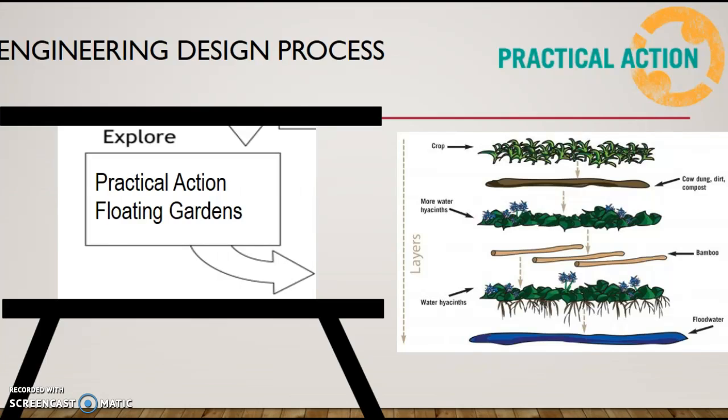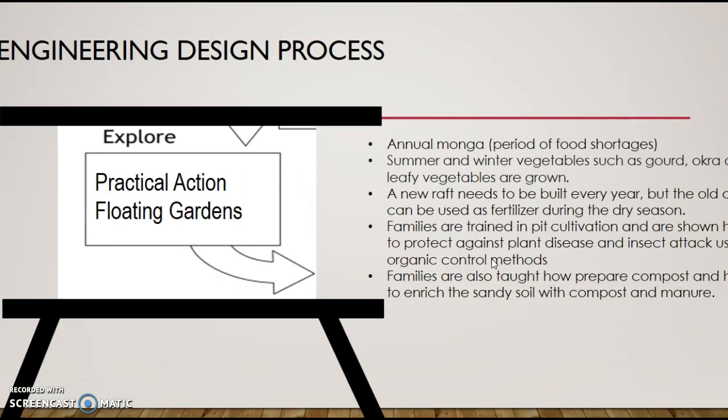So you can see you have the flood water. They actually use water hyacinths as a main component of their floating garden because they're in abundance in Bangladesh and they're free. They also have a lot of bamboo. They use that to build the structure. And another layer of water hyacinths. And for the nutrients in the soil, it's made out of cow dung, dirt, and compost. And then they have their crops on the top. So I thought that was a really great picture.